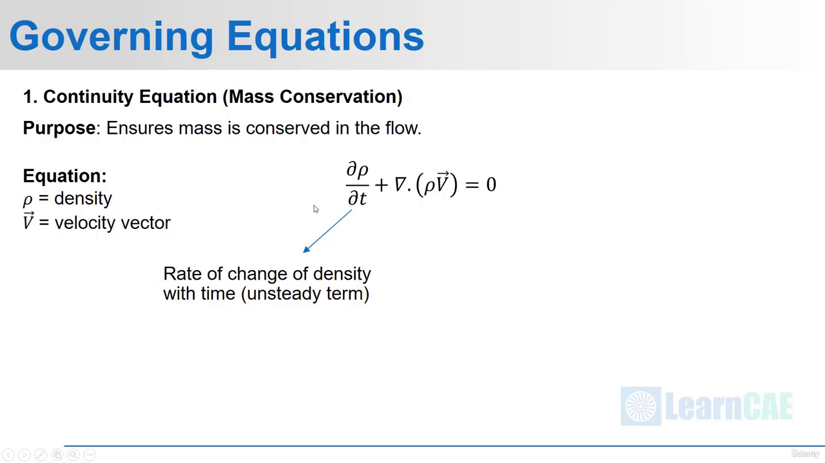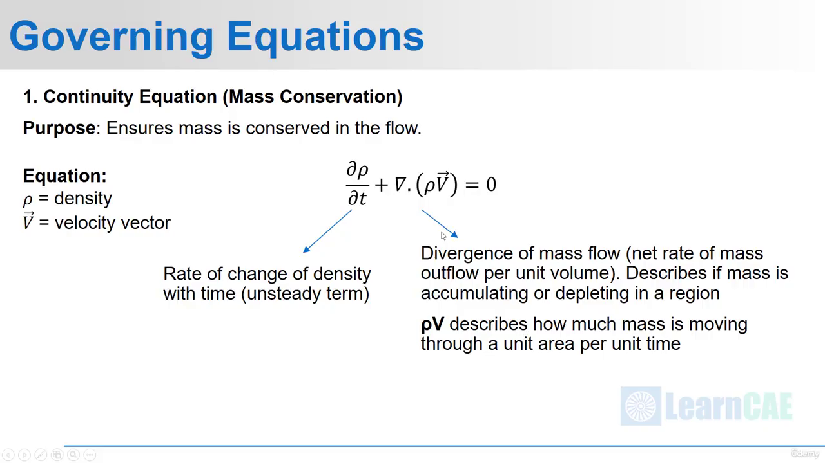So the first term dou rho by dou t represents the rate of change of density with time. So this is the unsteady term. If we are solving a steady state case, then this term will become 0. The next term is called divergence of mass flow or net rate of mass flow per unit volume. It describes if mass is accumulating or depleting in a region.